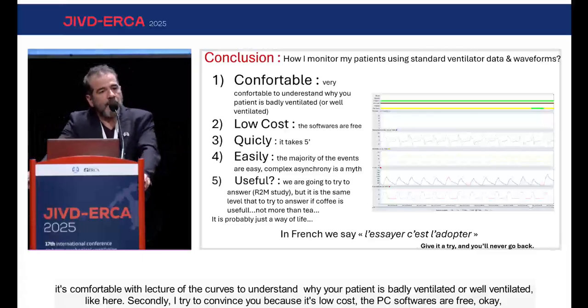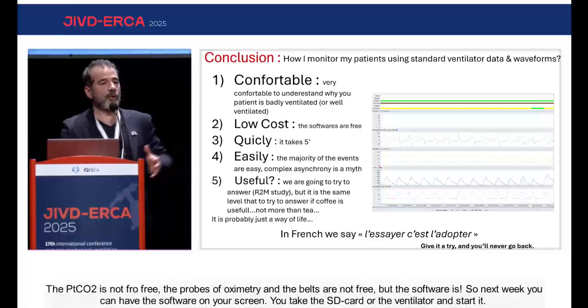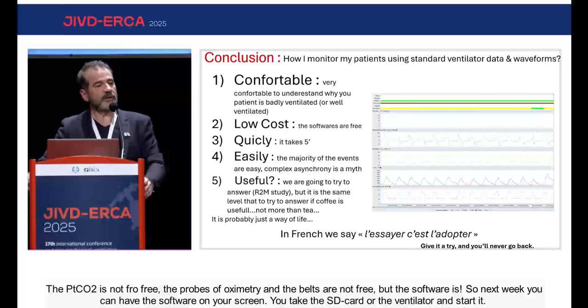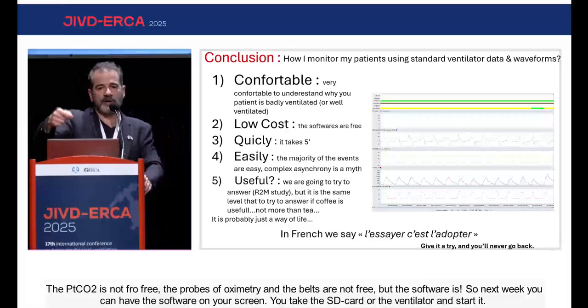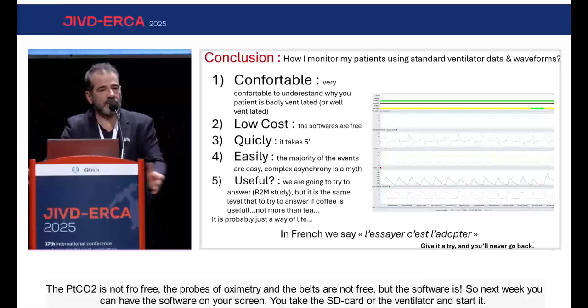Secondly, I try to convince you because it's low cost. The software is free. Okay, the PtCO2 is not free, the oximetry probes and the belts are not free, but the software is free. So next week, you can have the software on your screen, you take the smart card or the ventilator and start it.